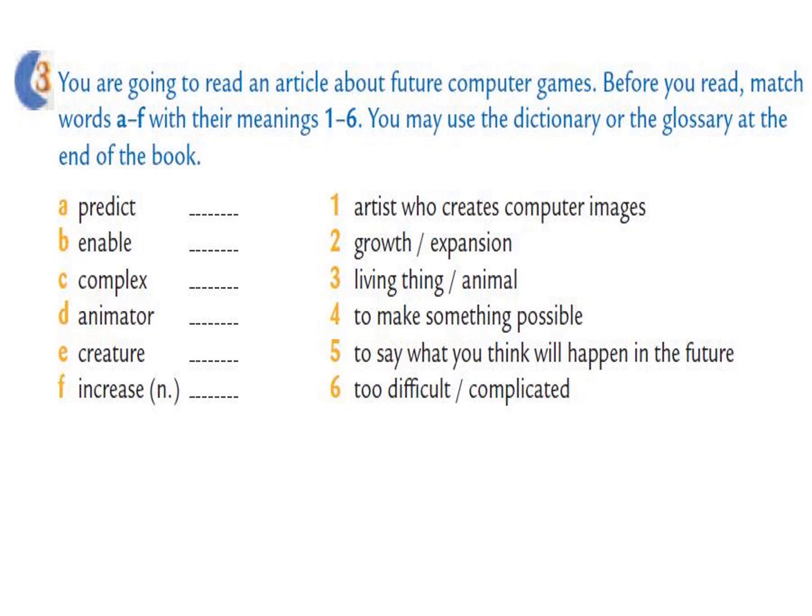The first one, predict, means number 5, to say what you think will happen in the future. Next one, enable, with number 4, to make something possible. Next one, complex, with number 6, means too difficult or complicated. D, animator, with number 1, artist who creates computer images.